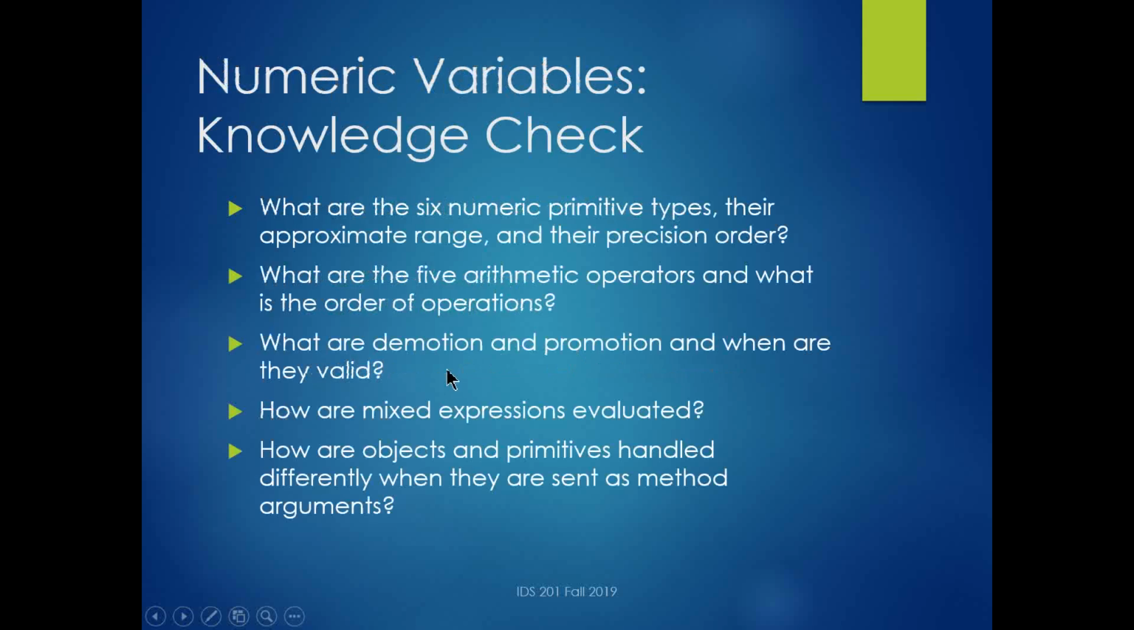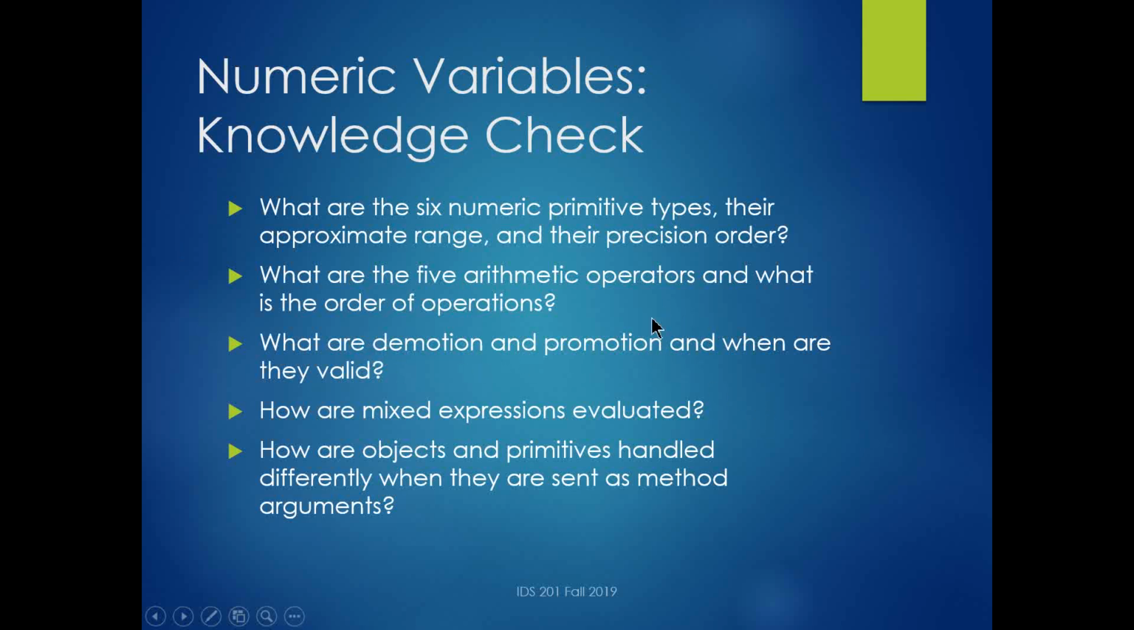Okay. So, last stuff you need to check, things that you should know at the end of this chapter. Number 1, what are the 6 numeric types, their approximate range, and their precision order? I'm not going to ask you for exact endpoints, but you should know that an int can hold numbers far larger than 100. You should know, for example, that a byte can't hold a billion. You should, of course, also know their precision order. Next, you're going to need to know the 5 arithmetic operators and their order of operations. Know demotion and promotion. When are they valid?